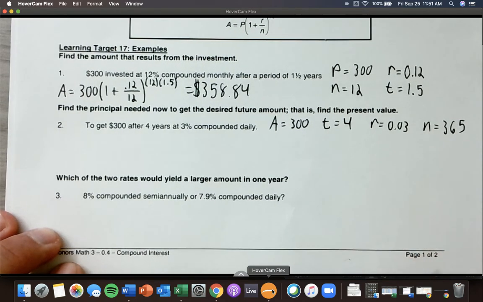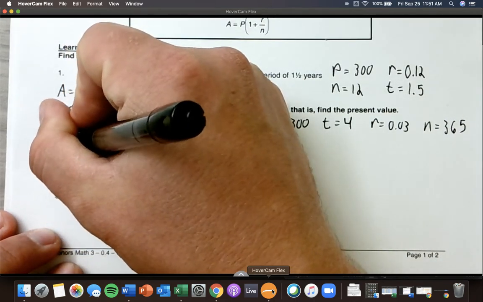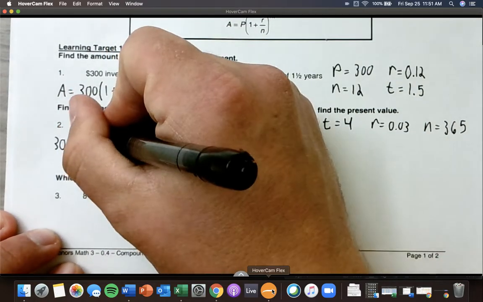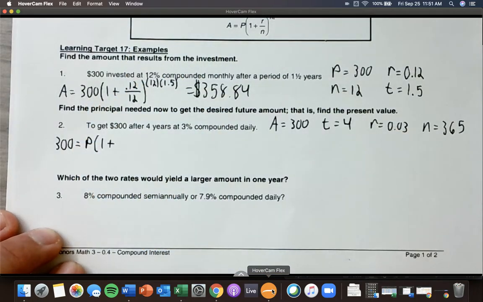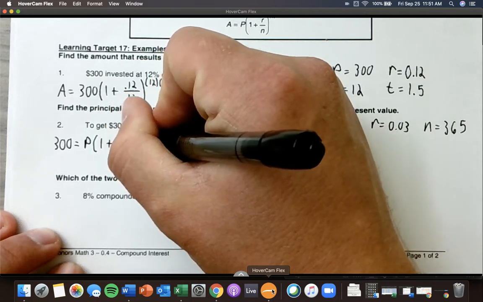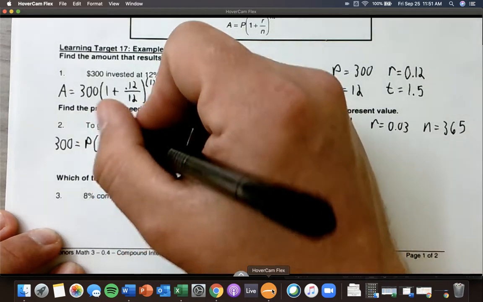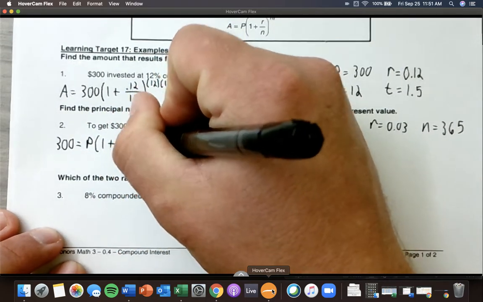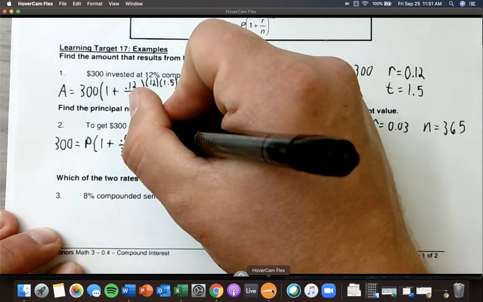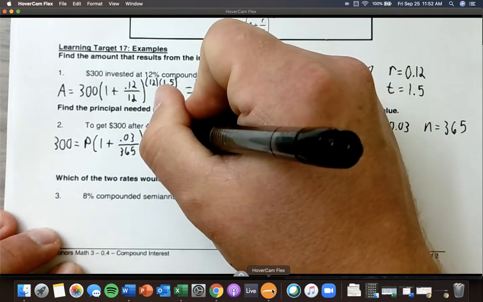So now all we have to do is plug that into our equation. We know A is 300. That's going to be equal to the principal, which we're trying to solve for, that's P, times 1 plus rate, or sorry, not rate over time, but rate over the number of times it's being compounded, so 0.03 over 365. And that's all raised to the n times t, which is 365. And we'll write it like this. T is 4.